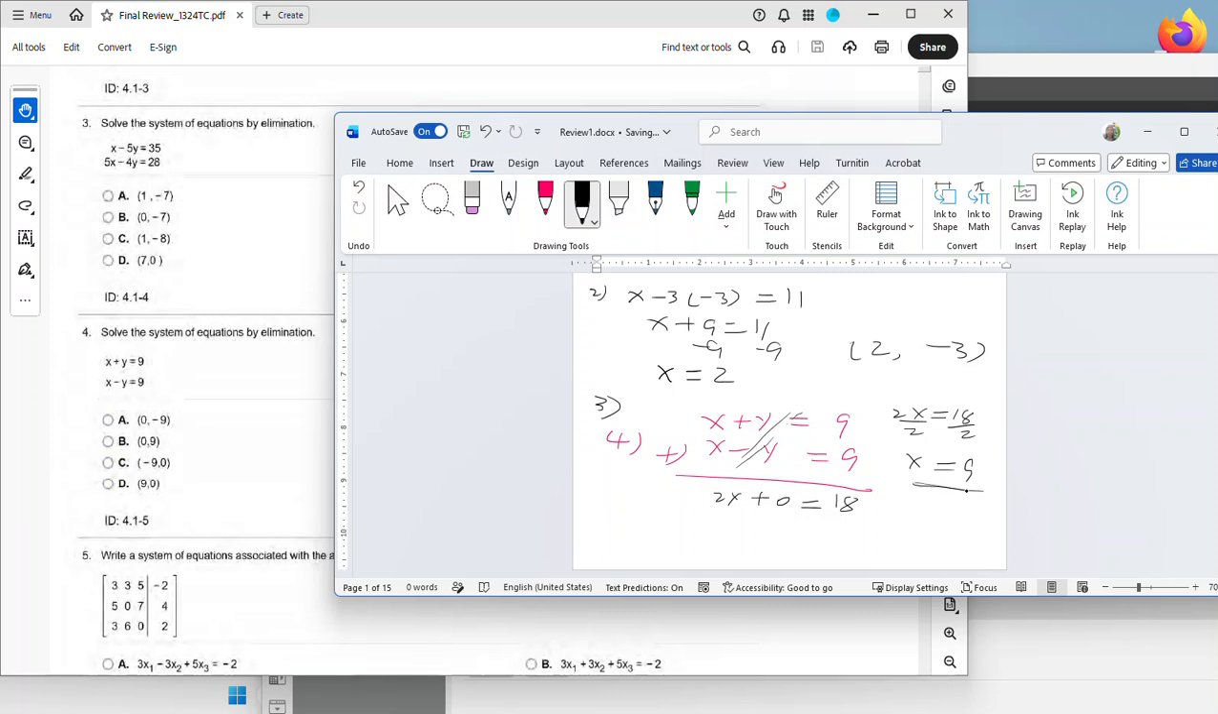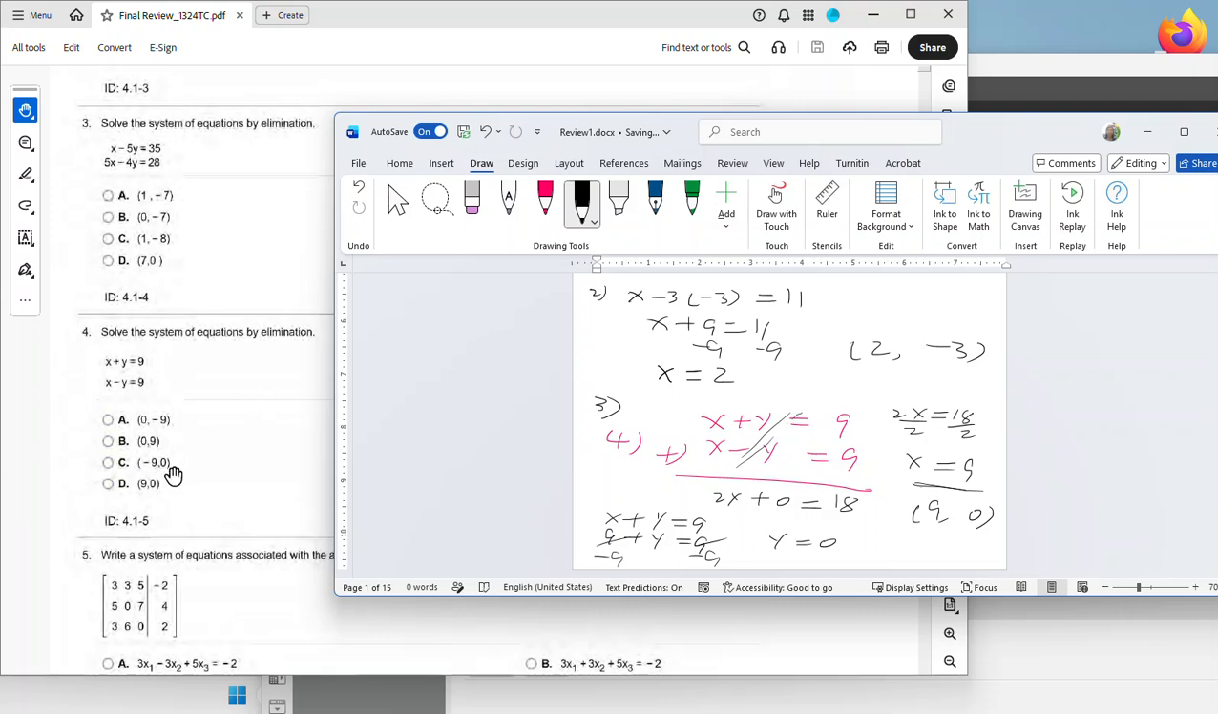Okay, and after I find the x, I can plug it into the first one, x plus y equal to 9, right? And x equal to 9, 9 plus y equal to 9. So 9 and 9 cancel out, so y will be equal to 0. Or you can just minus 9 on both sides. Okay, so y is 0. So now I have x is 9, y is 0.